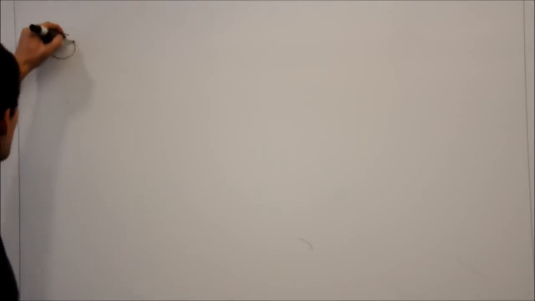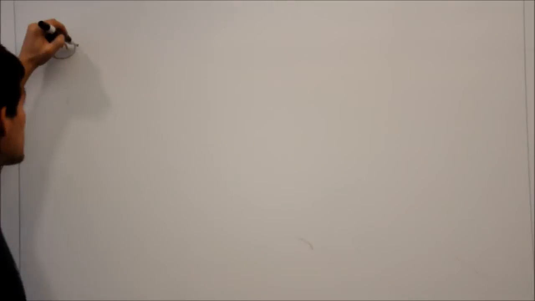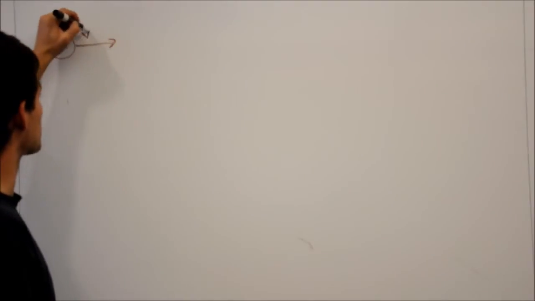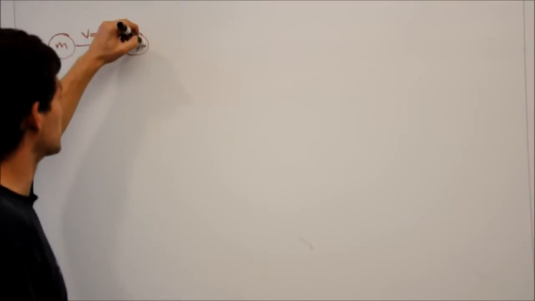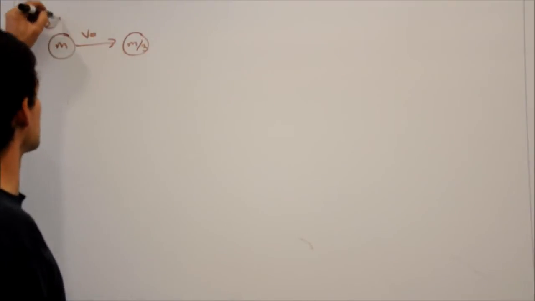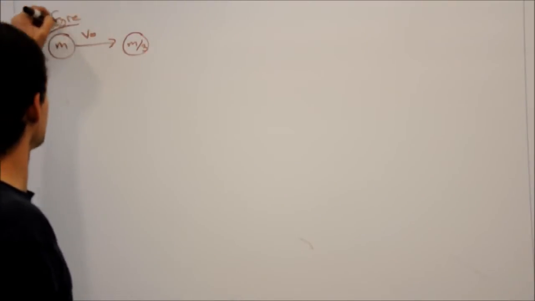So just like in problem 1, we're going to immediately want to draw a picture of this situation because it'll help us visualize what's going on and let us figure out what direction to go with the solution. So first, we have a bowling ball of mass m moving to the right with a speed v0, and there's going to be a bowling pin of mass m over 3 that is sitting here motionless.